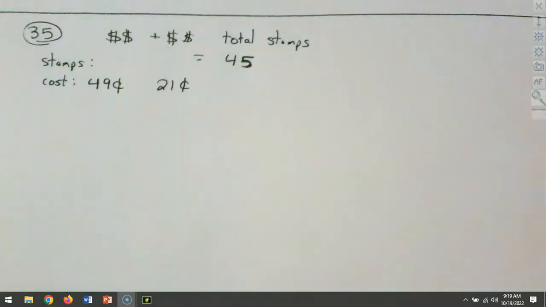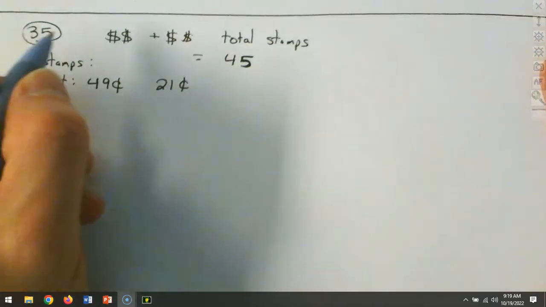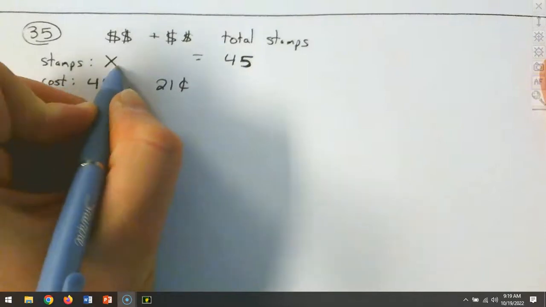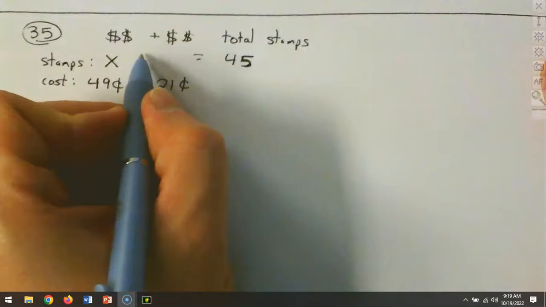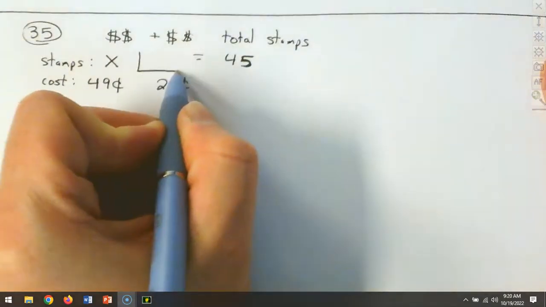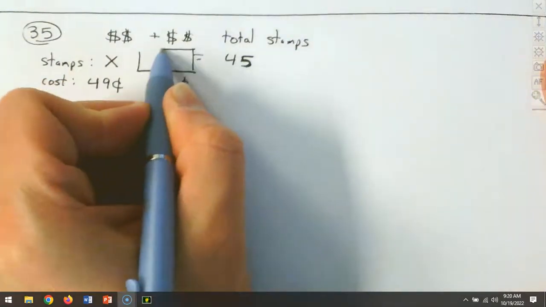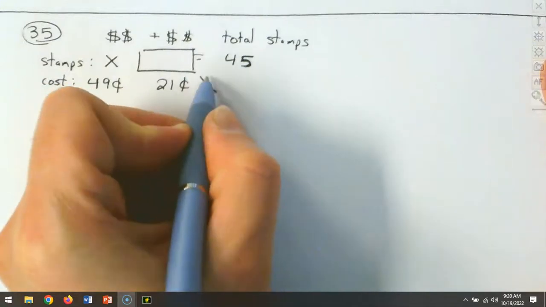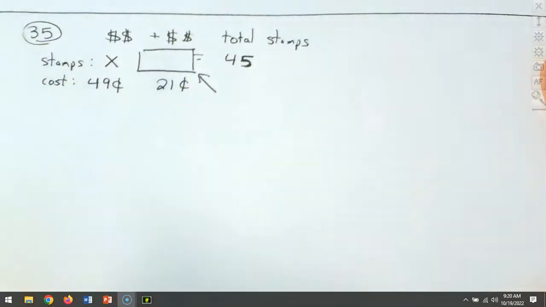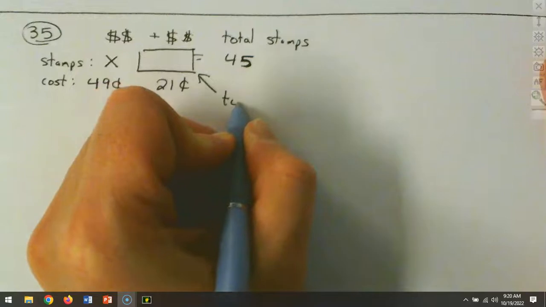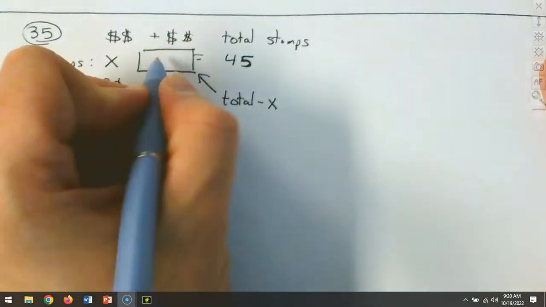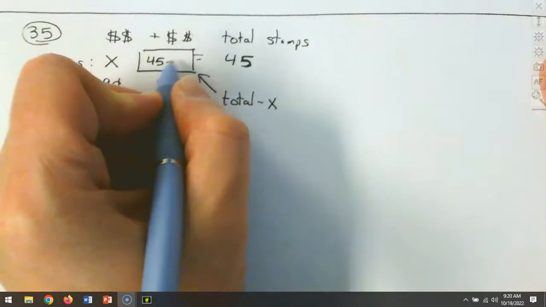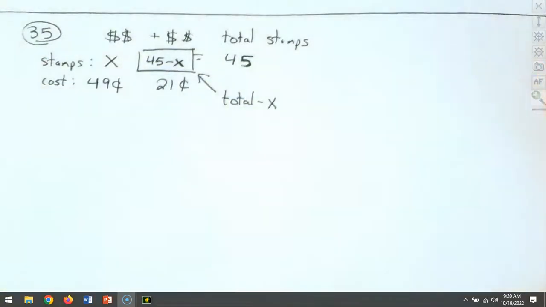Do we know how many 49-cent stamps we have? No, that is unknown. Do we know how many 21-cent stamps that we have? No. If we don't know either one of them we call one X, the other is the total minus X. And how many total stamps do we have? So that's going to be 45 minus X.